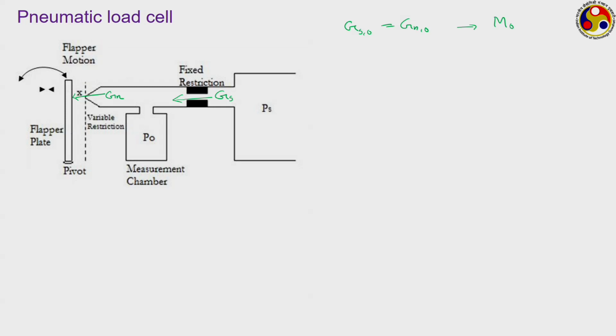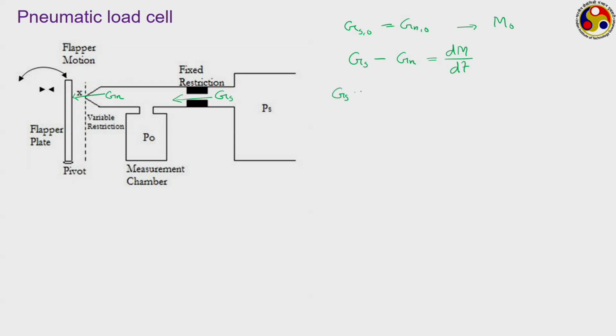Now, if there is a change in the position of the flapper plate because of some force application on this, then let us say Gs is the mass flow rate that is coming through the restriction and Gn is the one that is going through the nozzle outlet. If they are not equal, then there will be some mass accumulation. So, the rate of change of mass stored in this measurement chamber can be given by this.